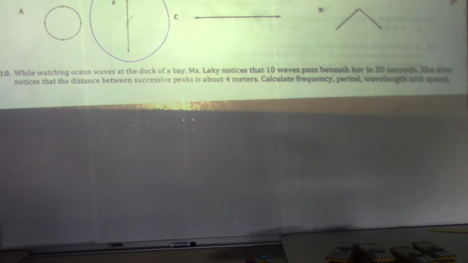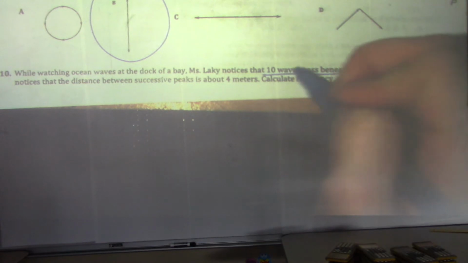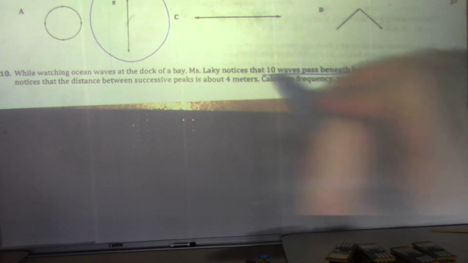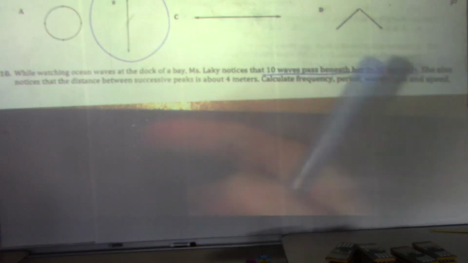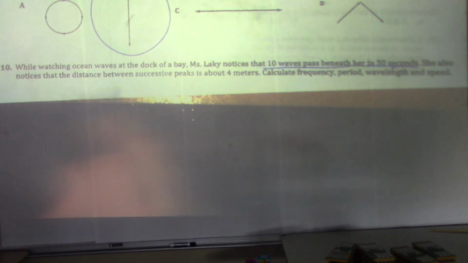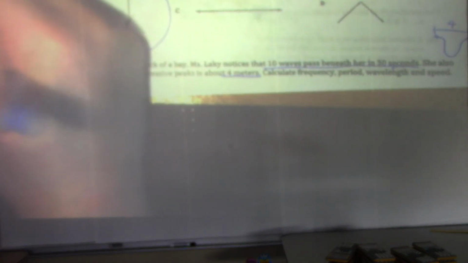All right, we're watching an ocean wave at the dock. They noticed 10 waves in 30 seconds. So sometimes seconds is your period, but that's not the period. Period's the time for one wave. That's the time for 10 waves. So those aren't any specific values, just the number of waves in a certain amount of time. They noticed that the distance between successive peaks is about 4 meters. So from one peak to the next peak is 4 meters. So then that's my wavelength. So I have a wavelength of 4 meters.